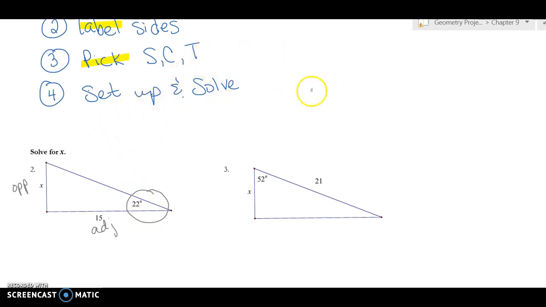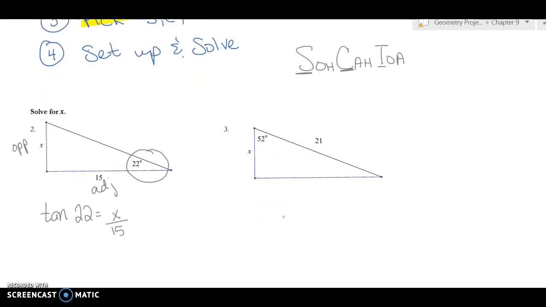Okay? And so remember, we are choosing based off our SOHCAHTOA. And so for this one, I have an opposite and adjacent. Well, that's tangent. So it's the tangent of my angle, which is 22. And tangent is equal to opposite over adjacent. Okay? Now what we're going to do is we need to use our calculator to find out what tangent 22 is.